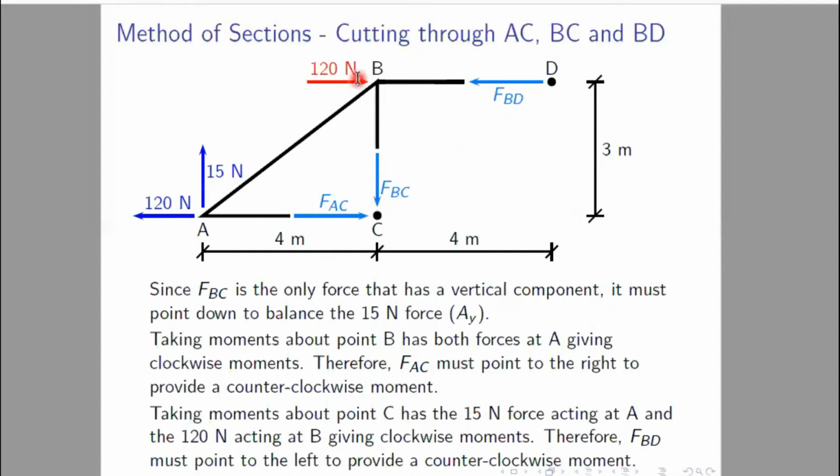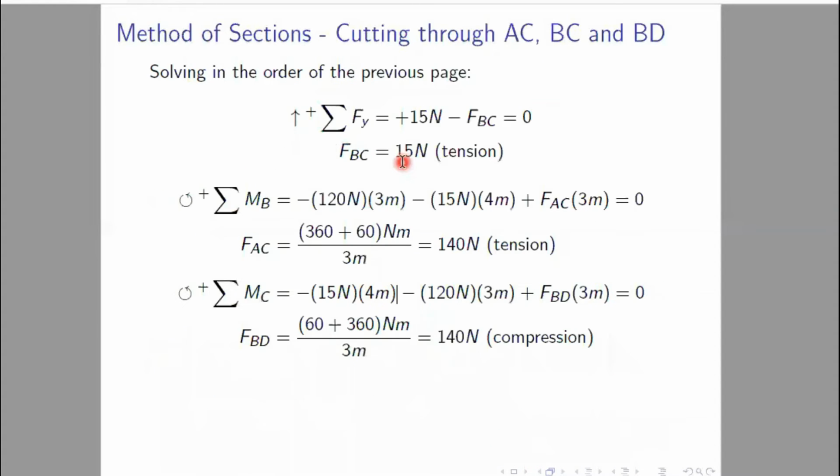The 120 Newton force is acting clockwise, so it will be negative. The other 120 Newton force will have no contribution, because it is passing through this particular point C. The 15 kilonewton force is again acting in a clockwise fashion, so it will be negative. So 15 into 4 is negative, minus 120 into 3, this length is 3 meter, you can see from here, plus FBD into 3 will be equals to 0. This will be our moment equation at C.